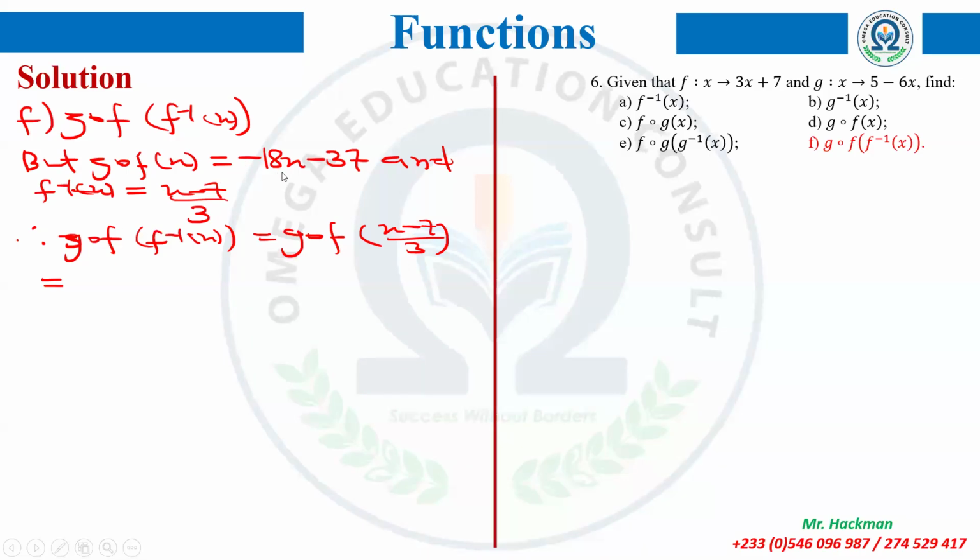So where is my g of x? It is here. So this x becomes x minus 7 over 3. So I'm going to get minus 18 into x minus 7 all over 3, but that's not all, minus 37. Again, you know that 3 will go into 18 how many times? 6. So it will be minus 6 times x, that will give you minus 6x. Then minus 6 times minus 7 will give us plus what? 42. Then minus your 37. All correct?